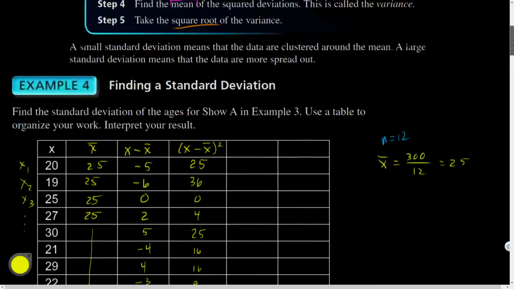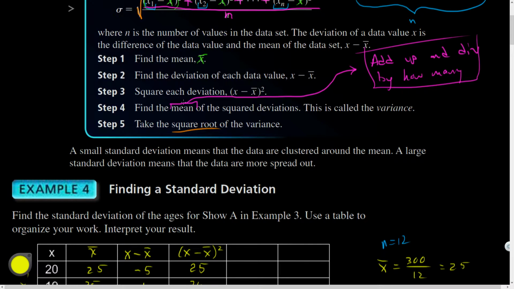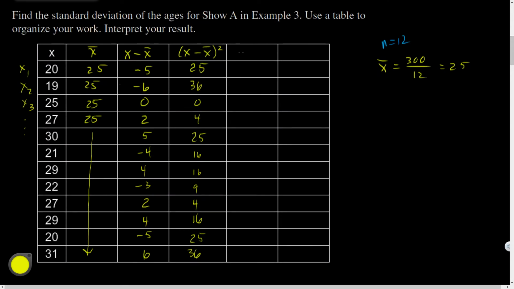Yep. Okay, next thing it asks is find the mean of the squared deviations. This is called the variance. So the variance, what I'm going to do is take all of these and find their average. Sometimes the variance is also called sigma squared, but you don't have to worry about that.